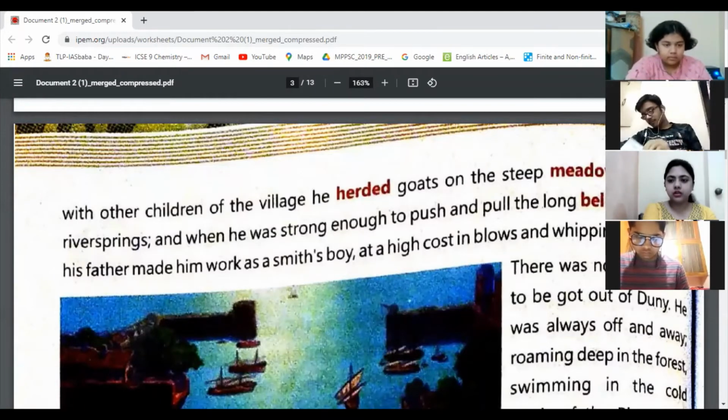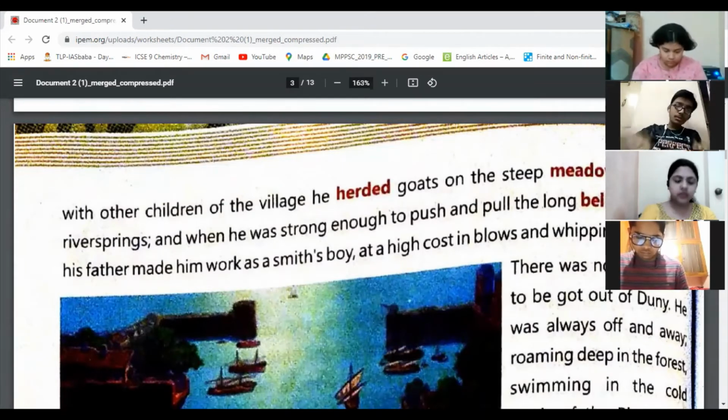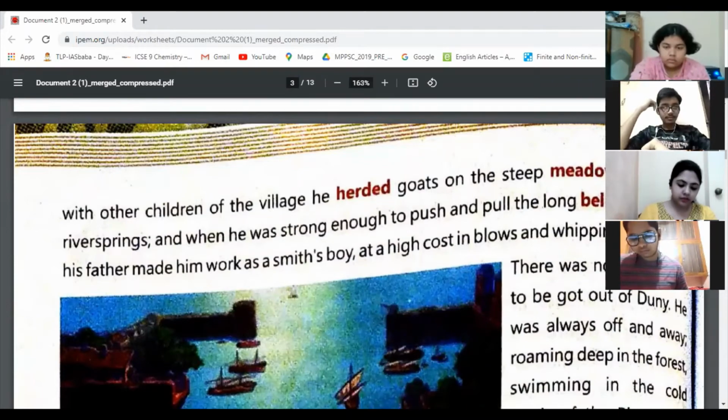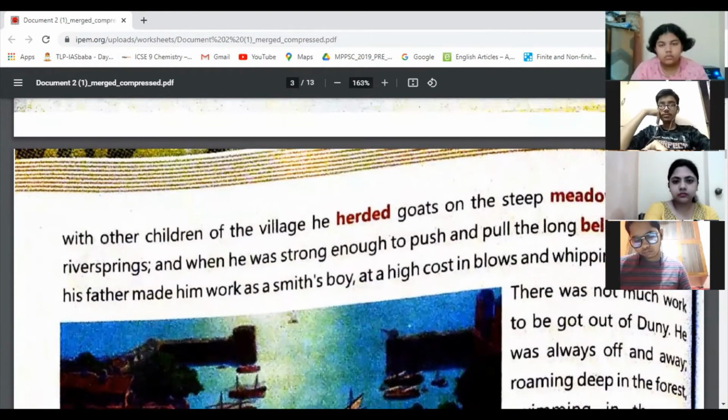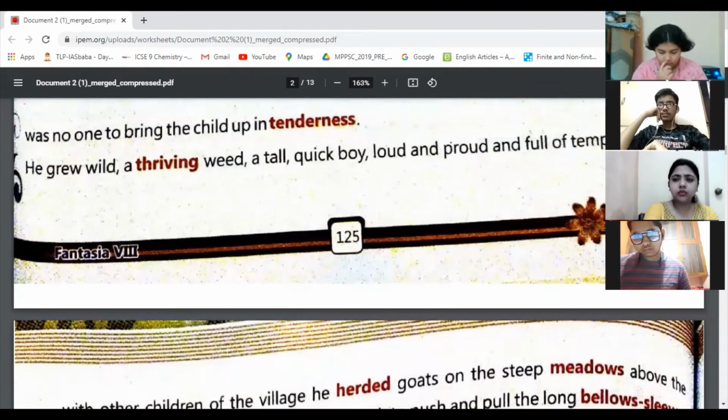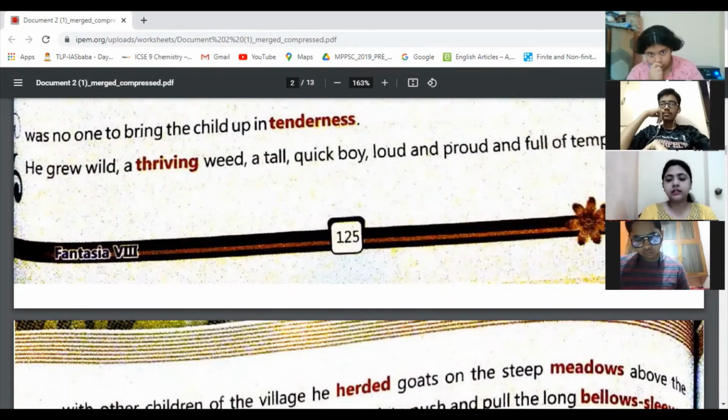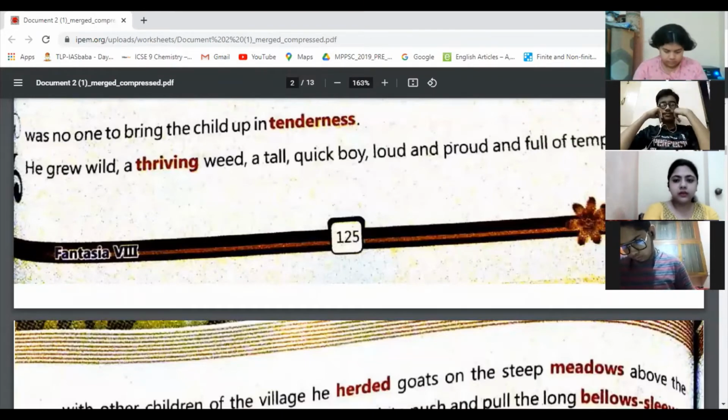So now this boy, since he did not have anybody around him to teach him and nurture him, just grew wild. He grew like wild grass, as I've already told you, unshaped and untrained. And his temper was also not good. He used to get angry very quickly. Full of temper means one who gets angry very quickly and easily. So that was the thing with him.